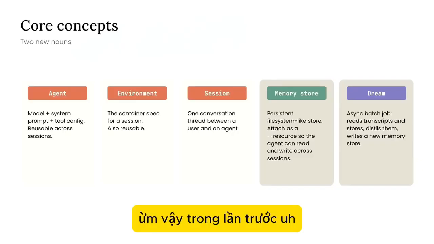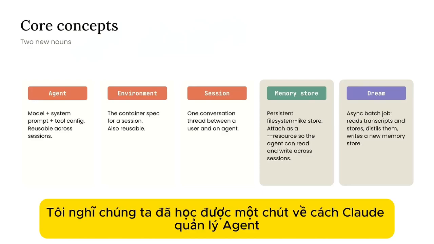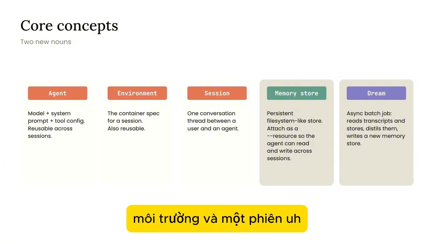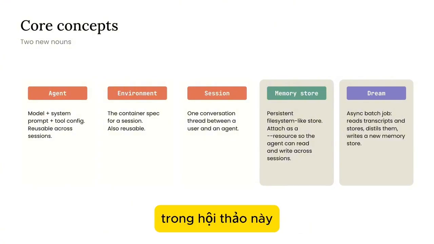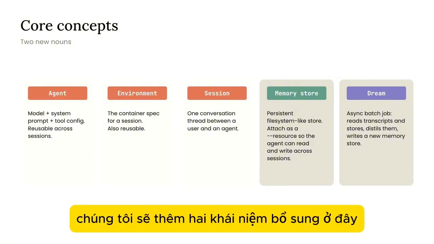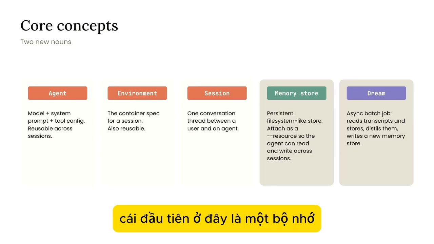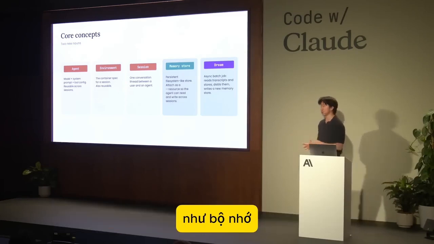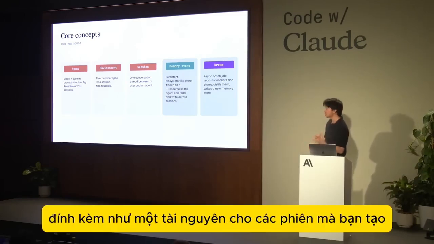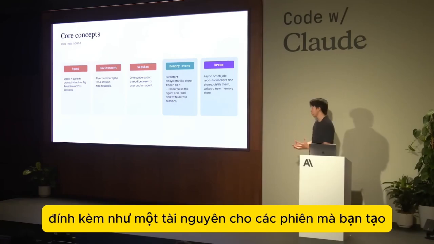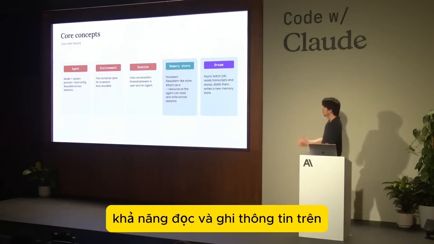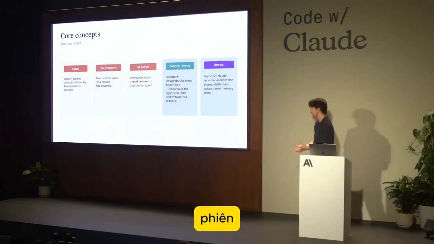So in the previous workshops, I think we've learned a little bit about how Cloud Managed Agents has these concepts called an agent, environment, and a session. In this workshop, we're going to add two additional concepts here. The first one is a memory store. A memory store is a persistent file system-like store that attaches as a resource to sessions that you create, and it gives agents the ability to read and write information across sessions.